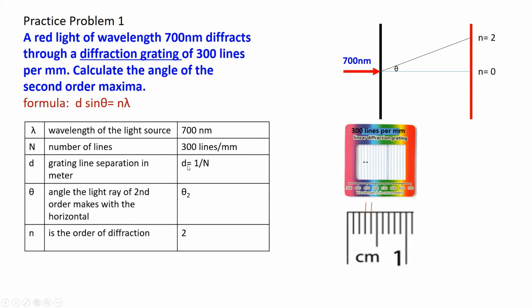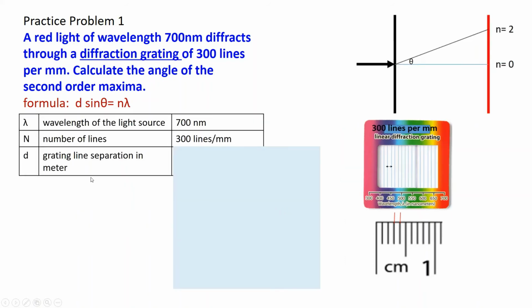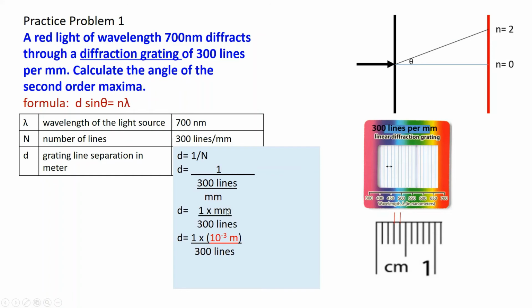The grating separation is the inverse of this data. We are looking for the angle of the second order, and n is the number of the order, which is 2. First we need to calculate the distance between the slits. We know the relationship between the distance and the number of lines per millimeter. So we do our substitution, we flip the units, and now we need to convert this to meters. Milli is 10 to the minus 3. And in scientific notation we have 3.3 times 10 to the negative 6 meter per line.